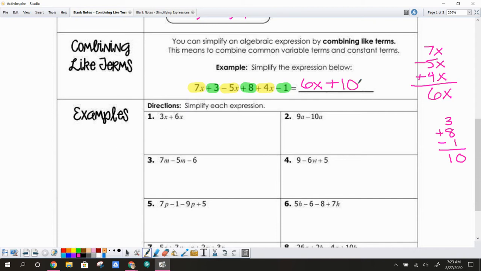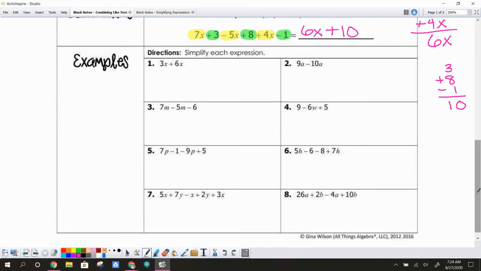So we're going to try a couple examples just to go through what that looks like and to show you what it would look like if there's more variables than just the one. So for example 1, I'm going to use my highlight tool again. I'm going to highlight all of my x terms, which is the only thing that's in this problem. So I know that I just have to keep my x and add the coefficients. So I'm doing 3 plus 6 to get 9x.